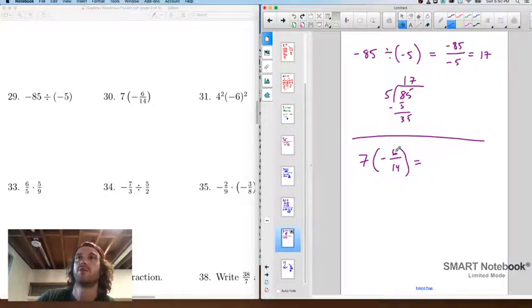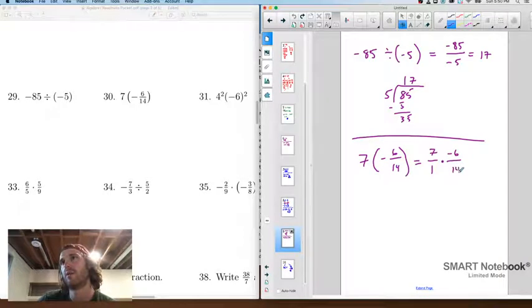So let's jump on back to number 30. 7 times negative 6 over 14, we're going to write that as 7 over 1. So to do fraction multiplication, you need to write 7, which can be expressed as a fraction, and then you just pick a side for the negative to go on. So I'm just going to put it up top. It doesn't actually matter as long as you don't put it in both, on the top or bottom. And now let's break these apart so we can simplify.